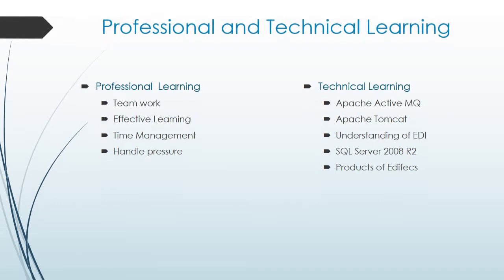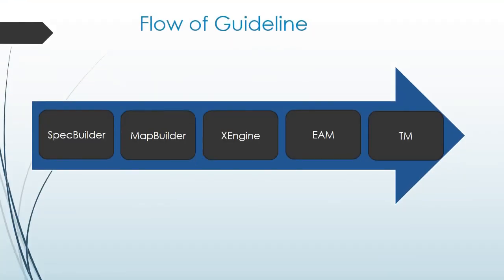So I'm going to tell about the guideline flow, how my guideline is processed, and how the transaction processes are displayed on the TM. First of all, when a guideline is processed in Spec Builder, and after Spec Builder I want to do some conversion, I make use of Map Builder. Map Builder here is the translator to translate or convert one guideline version to another guideline.